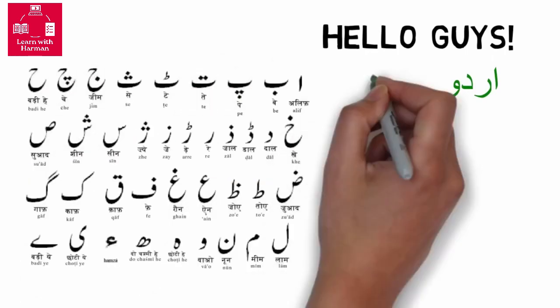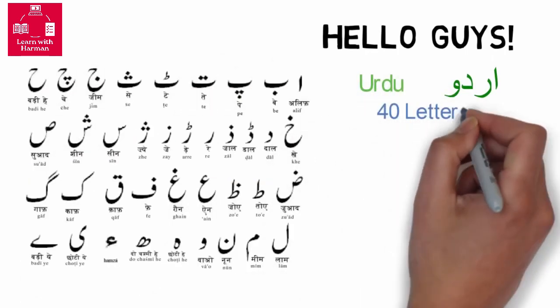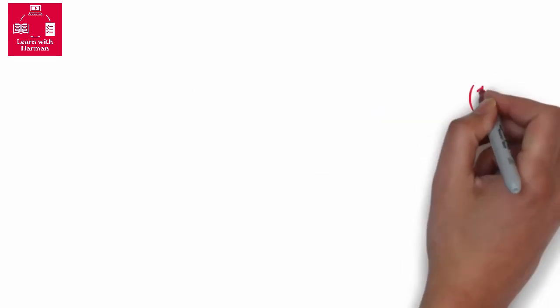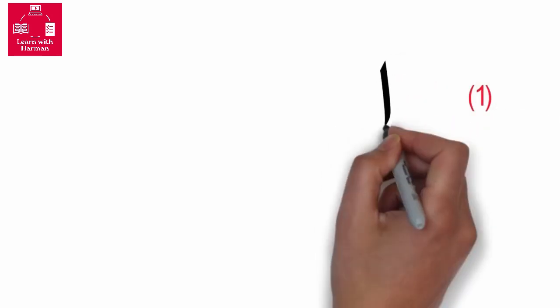Hello guys, this is the first lesson of Urdu language. We will learn Urdu alphabets one by one. Urdu language has 40 letters and we are gonna get through all of them one by one. So without wasting time, let's start our first lesson, and the first letter is Alif.